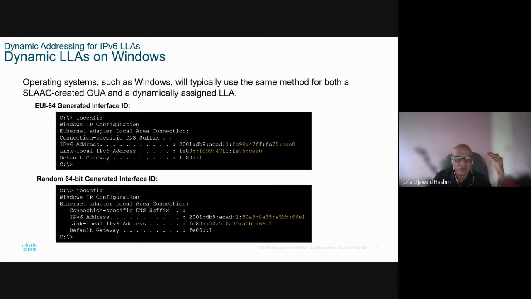But you can also assign it manually. So if you go to your Windows and you type ipconfig, you will see a link local address that starts from FE80, and then it automatically assigned an address that is random.